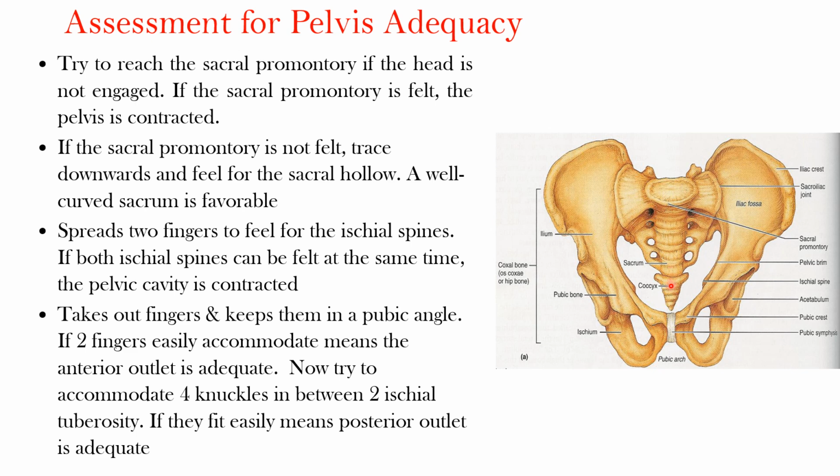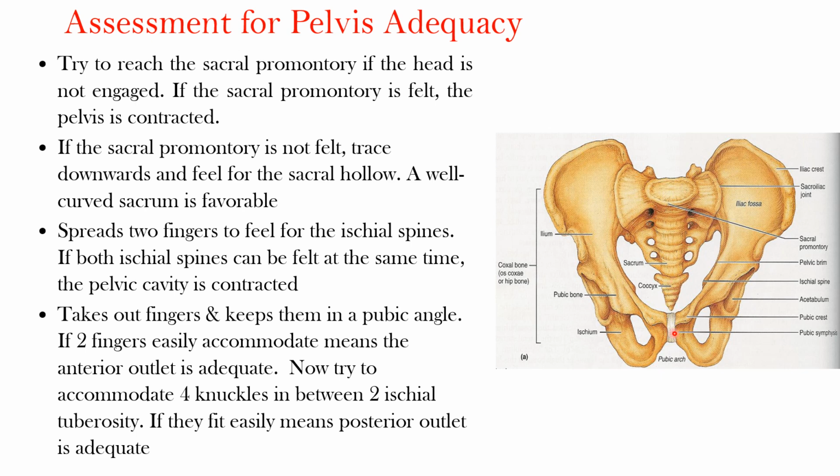And then you come little down, then spread your two fingers, the index finger and the middle finger, and try to touch this ischial spine, this pointed bone. Try to feel this. If you are able to feel both bones at the same time, this means the pelvic cavity is contracted, and it is not favorable. That is the third thing that you check.